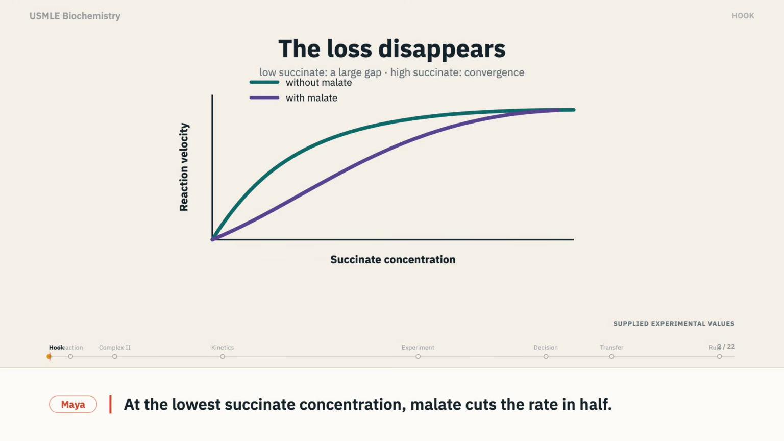At the lowest succinate concentration, malate cuts the rate in half. At high succinate, the loss disappears. The enzyme did not recover by magic, so what changed?